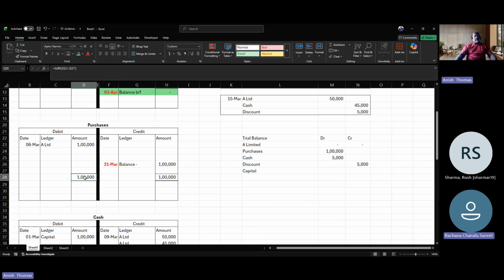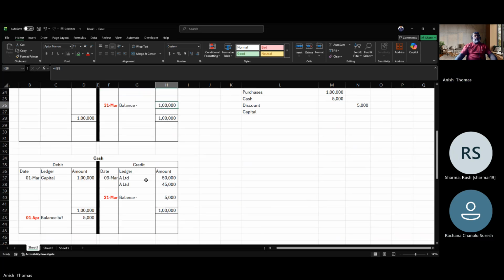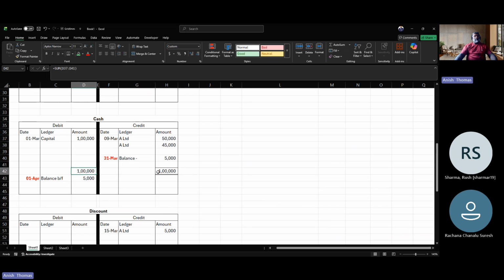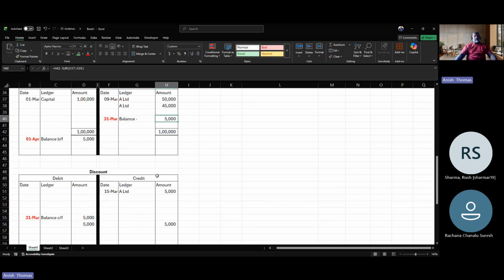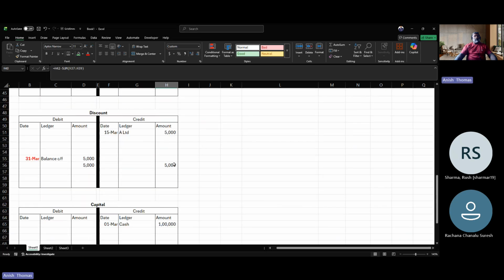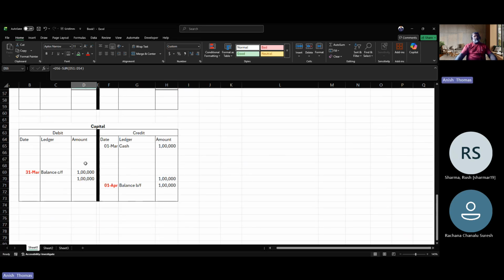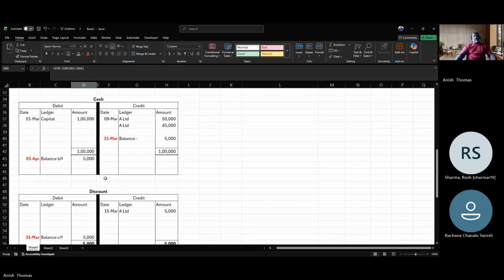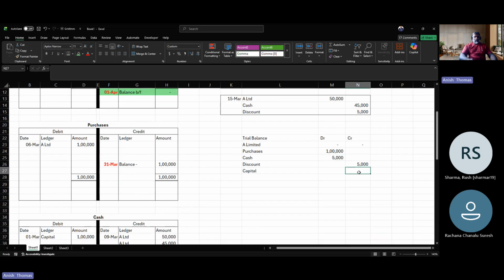Here, my debit is more, so it is a debit balance. Here also my debit is more, so it's a debit balance. Here, my credit is more, so it's a credit balance. Here also, my credit is more, so it's a credit balance. So I'm going to keep this into the credit over here.